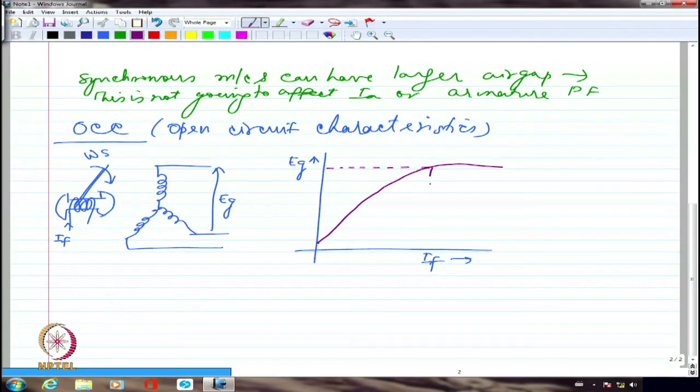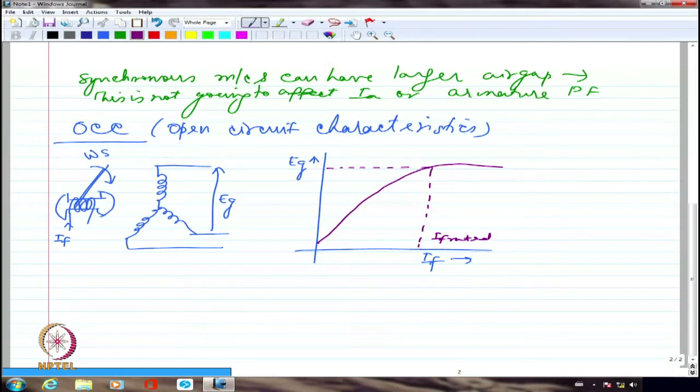Which means this corresponding field current will be the rated field current. This is going to be my rated field current. That is how the rated field current is normally decided. Okay. Now I have this open circuit voltage, right?